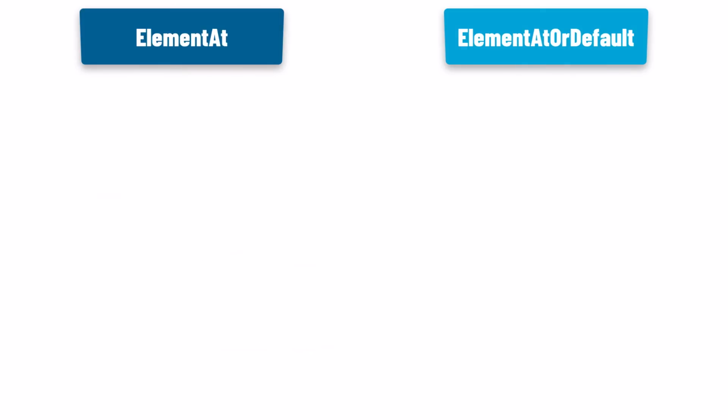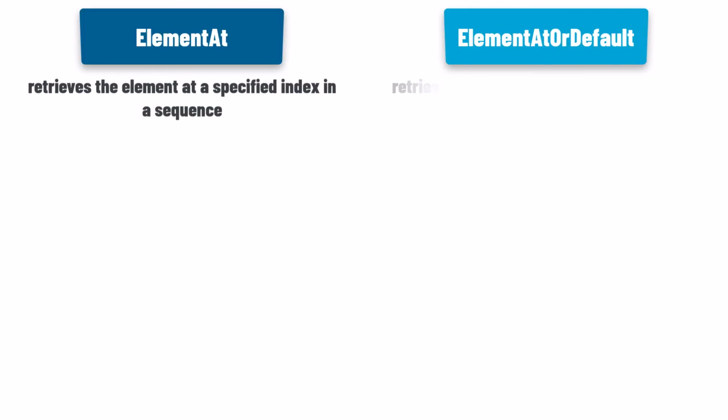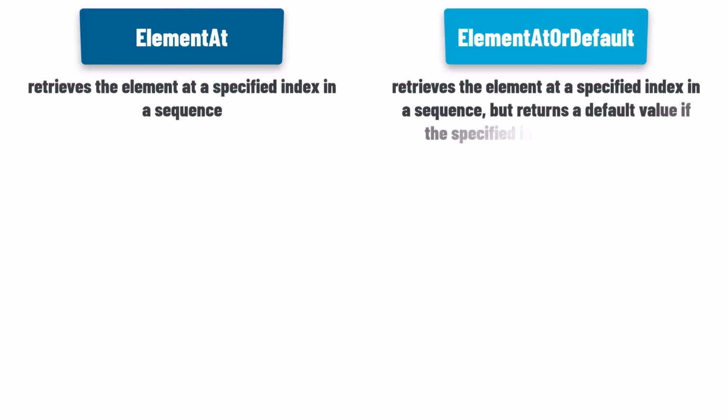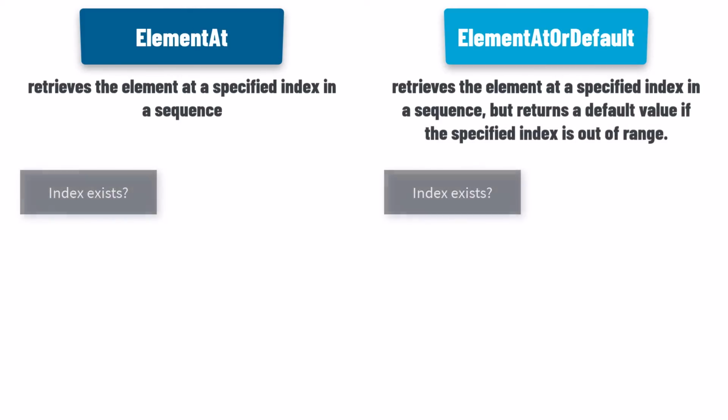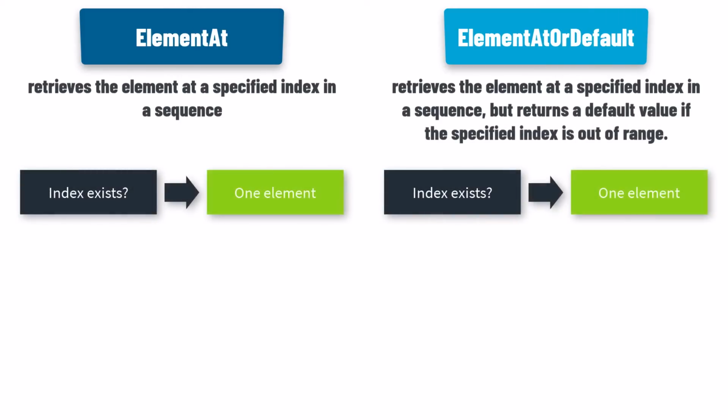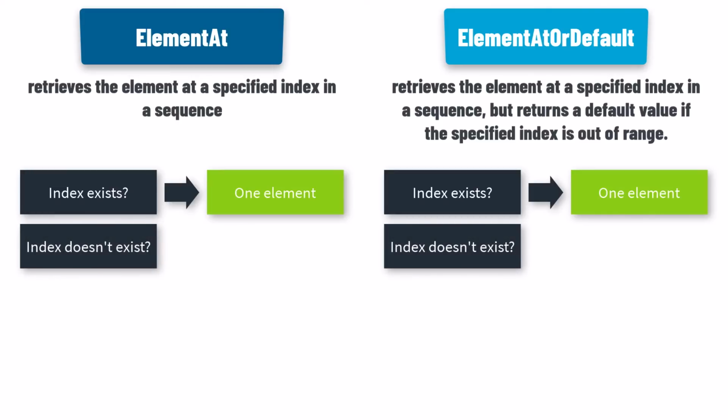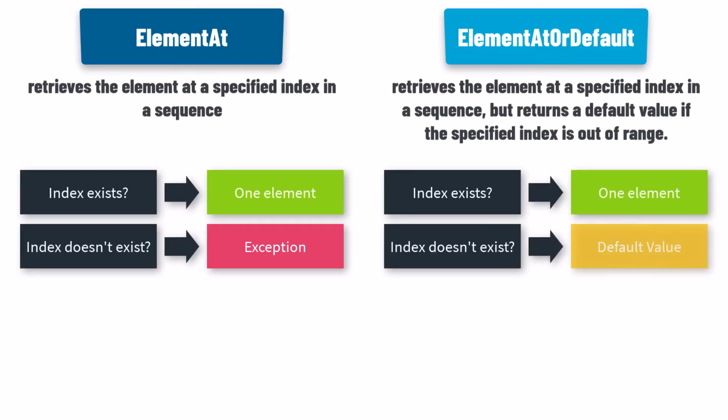In summary, the ElementAt method retrieves the element at a specified index in a sequence. On the other hand, ElementAtOrDefault performs the same action, but returns a default value if the specified index is out of range. To put it another way, both methods will fetch the element at the given index if it exists. However, if the index is out of range, ElementAt will throw an exception, while ElementAtOrDefault will return the default value for the data type you're working with.